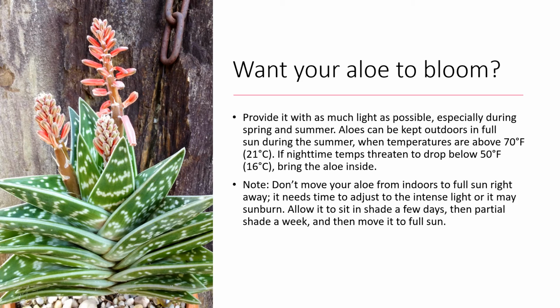You do want to provide it with as much light as possible, especially during spring and summer. Aloes can be kept outdoors in full sun during the summer, but again, acclimate them to that full sun. When your temperatures are about 70 degrees Fahrenheit, don't take them out when it's any colder than that. And then when the nighttime temperatures threaten to drop below 50, bring them inside as well. One note, don't move your aloe from indoors to full sun right away. Again, let those acclimate slowly to that full sun area because these will sunburn. We call them burn plants, but they will sunburn. So just keep that in mind.